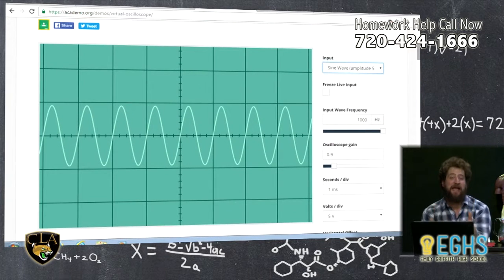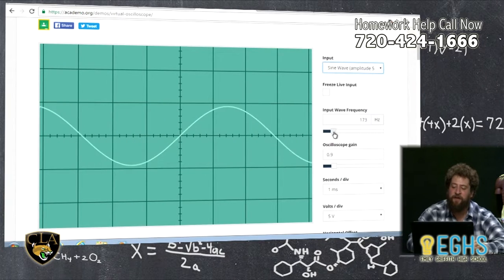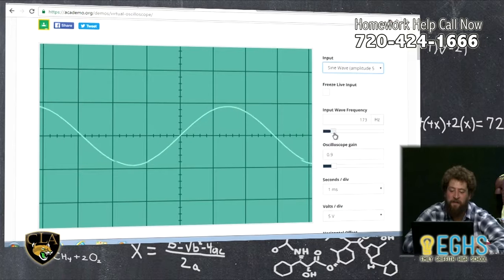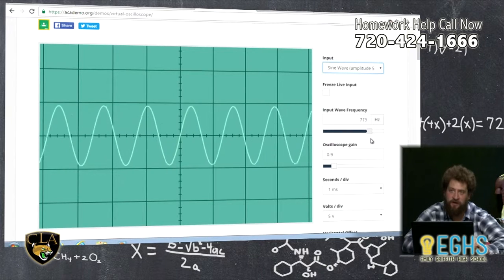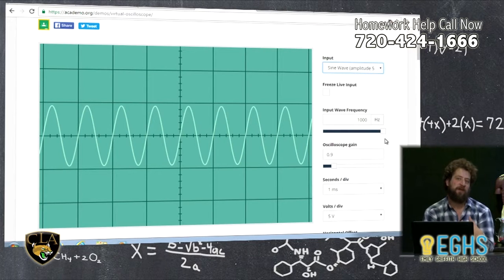And so again, the wavelength was that distance from crest to crest. So as frequency goes down, my wavelength gets bigger. But as frequency goes up, my wavelength gets shorter. So again, frequency and wavelength are inversely related to each other.